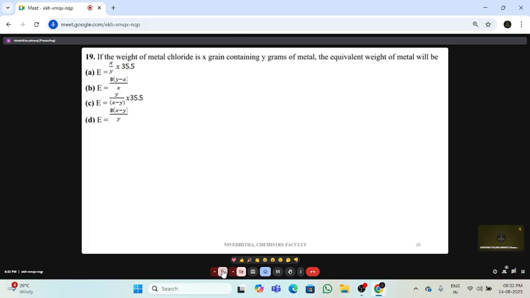Yes, ma'am. So here is the question. If the weight of metal chloride is x gram, containing y grams of metal, then the equivalent weight of metal will be dash. So they're asking us to calculate the equivalent weight of the metal.